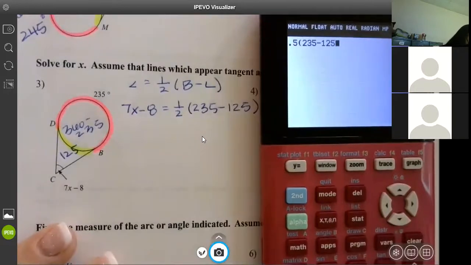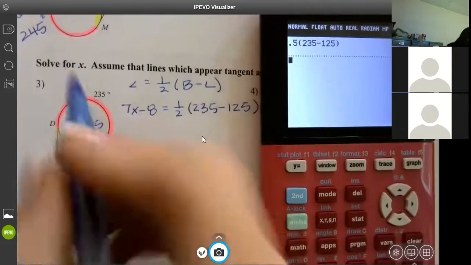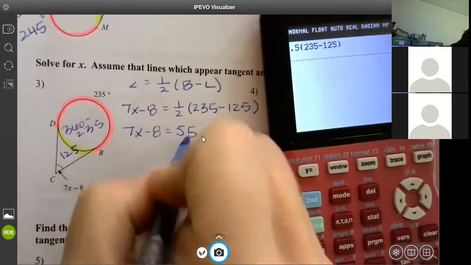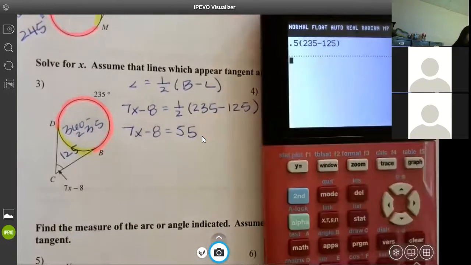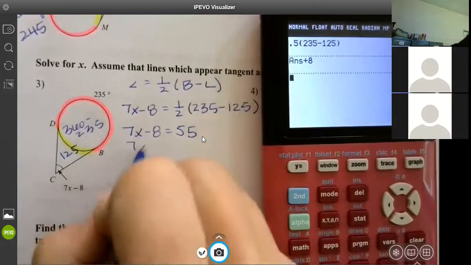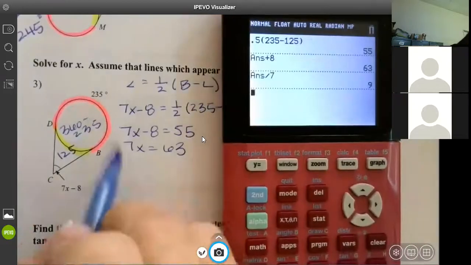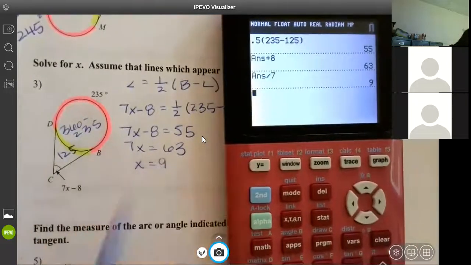235 minus 125 gives me 55. So 7x minus 8 equals 55. How do I solve? Add 8. So 7x equals 63. And then divide by 7. Sorry, y'all can't see that. It gives you 9. And again, it just said solve for x, so we're good.